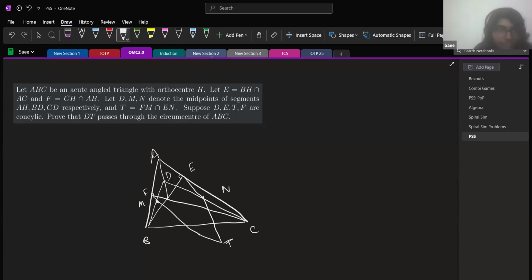D, E, T, F are given to be concyclic. Let's assume that's a circle. Through that, DT passes through O. Through that, D, O, T. Wow, what a problem. Okay, any preliminary observations?